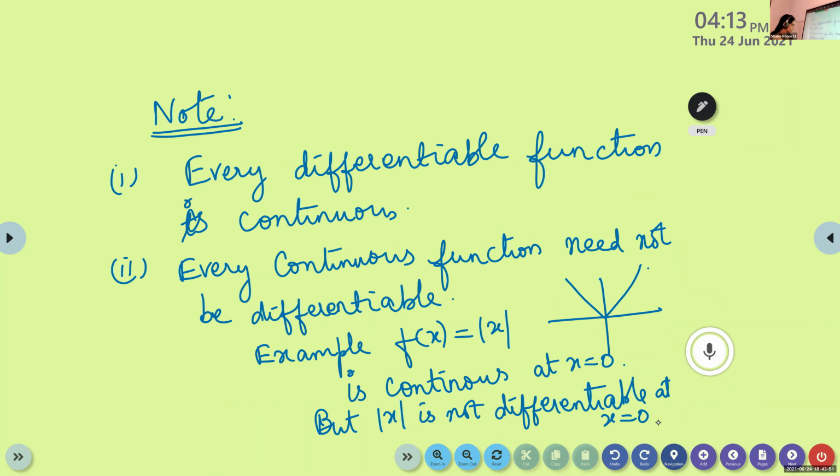Ma'am, should we have to mention where it is continuous? It is continuous. That's what you are writing here. It is continuous at 0. Ma'am, it's continuous everywhere, right? It is continuous everywhere. Particularly if I take the point 0, it is continuous. Okay, ma'am. But where is it not differentiable? At 0. Okay.